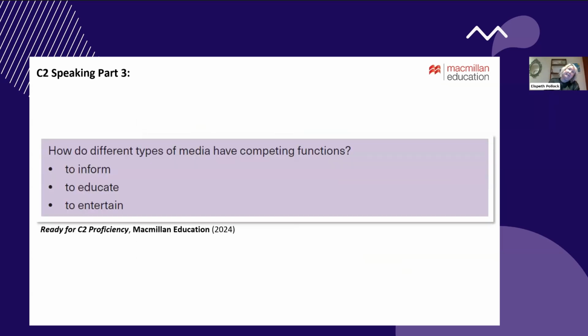Before, I mentioned C2 speaking part 3, which is where they have to talk for 2 minutes answering a question using the prompts if they want to or not. Now, I find a way that students can look at whether they're improving or not is to do something like this that you might want to do during the course.